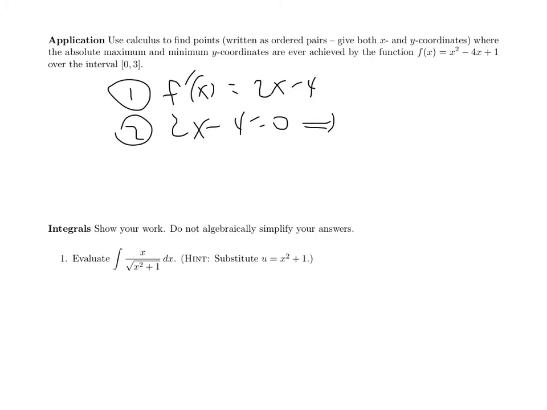Step 2, figure out your critical points, which means solving where 2x minus 4 is either 0 or undefined. So the only way it could be 0 is if x equals 2. Double check that that really is in the interval you care about. You really don't care about any x's that aren't between 0 and 3, so this one is okay.